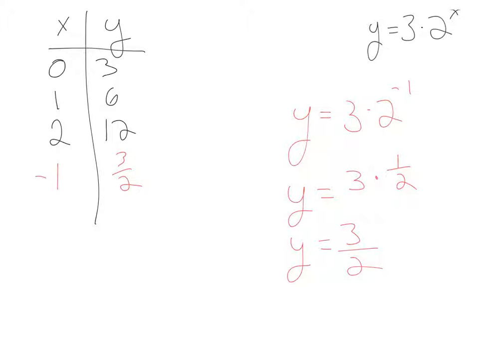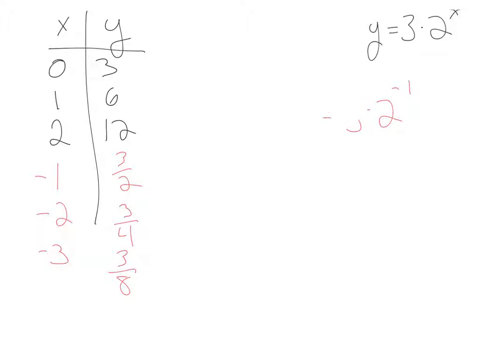Getting pretty small. In fact, the more negative we go with our numbers, let's say negative 2, we're going to end up with 3 over 4. Negative 3, we're going to end up with 3 over 8. Closer and closer to 0. So that's what happens when we start plugging in negative numbers to these exponential functions. We end up with closer to 0 values for y. Not more negative. In fact, no matter how negative we make our x values, we're never going to make a negative number. We're only ever going to get closer and closer and closer to 0. So that's how we would plug in and start a table of values for this exponential function.